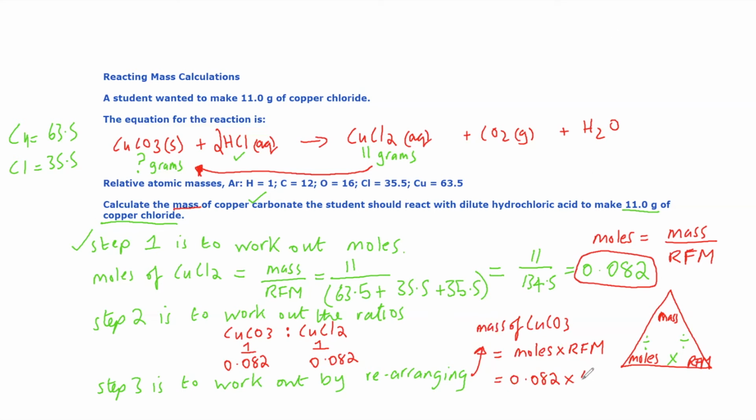Because copper carbonate has got copper in it. It has a carbon, which is 12. And it has 3 oxygens, so I'm going to do 16 times 3. So that makes, I'm just adding up the brackets here again, 123.5, and if you multiply them together, we get 10.127 grams. And that's your answer. Step 1, step 2, step 3.